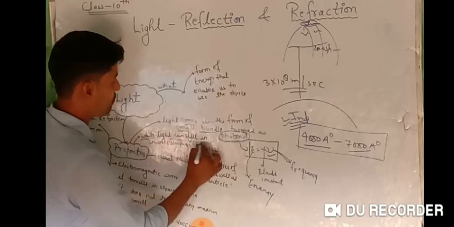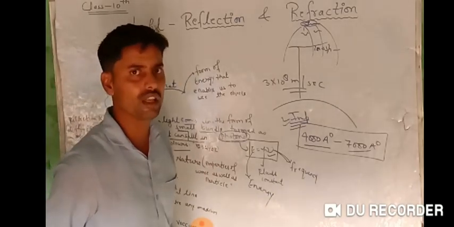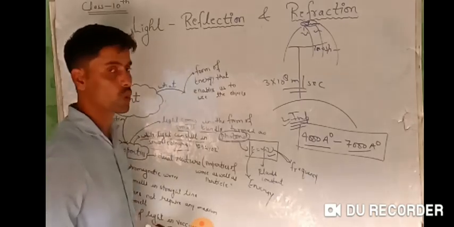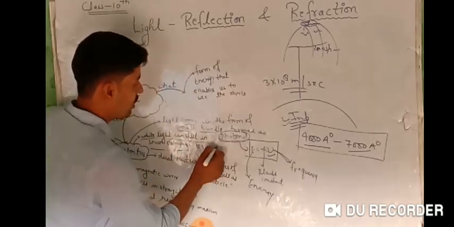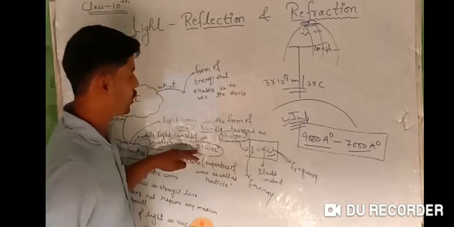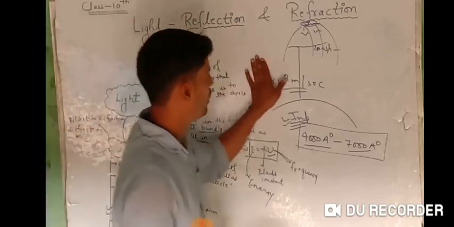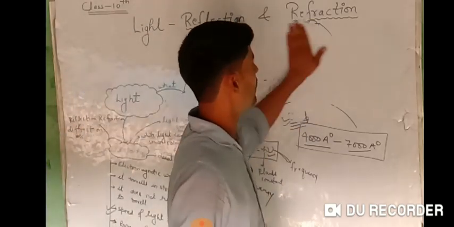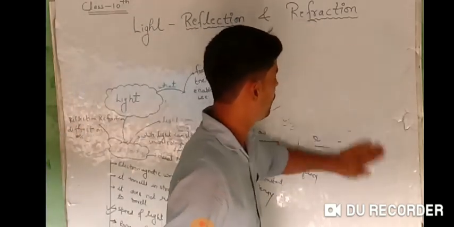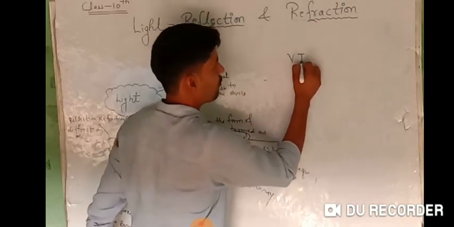Now white light can split into 7 colors. Those colors can be remembered with the help of this word, Vibgyor. Now we will know what this Vibgyor is.